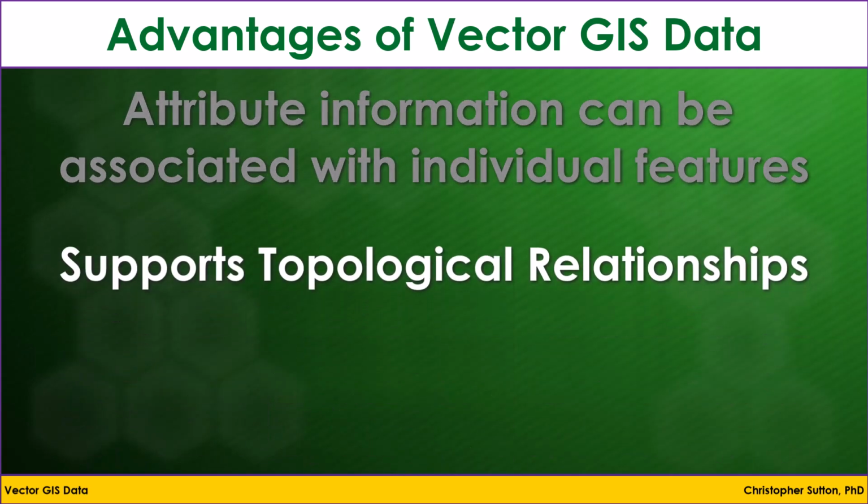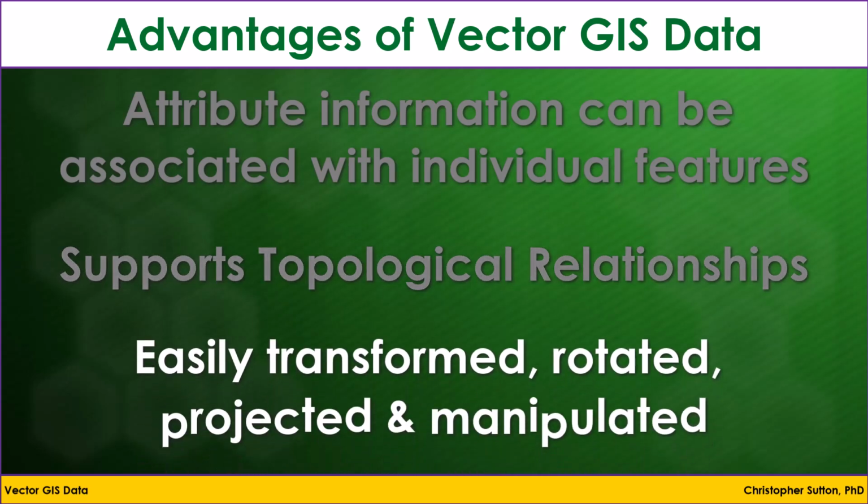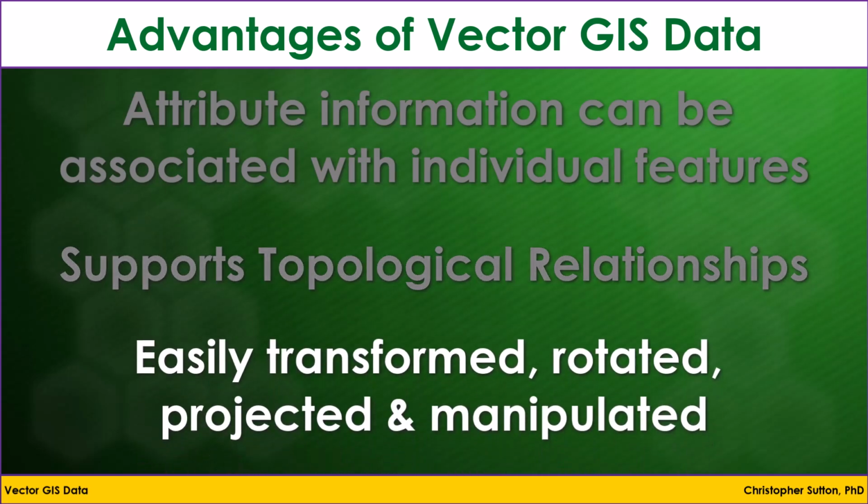Vector data supports topological relationships between spatial features. This means you can easily perform spatial analysis like determining adjacency, connectivity, overlap, and containment between different geographic features. And finally, vector GIS data can be easily transformed, rotated, projected, and manipulated using mathematical operations.